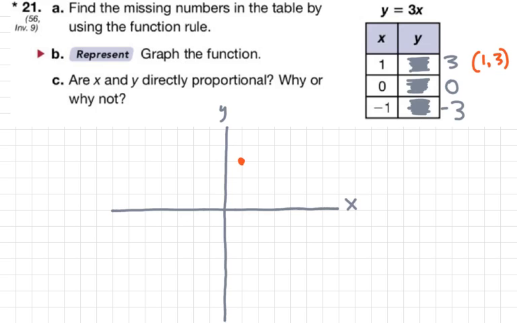My next coordinate would be 0, 0. Well, that's my origin. So that's right there at the origin. My last coordinate would be -1, -3. So this time, if this is my standard number line, -1 is right here. And then I go down 3. 1, 2, 3. Okay, and then you can connect the dots.